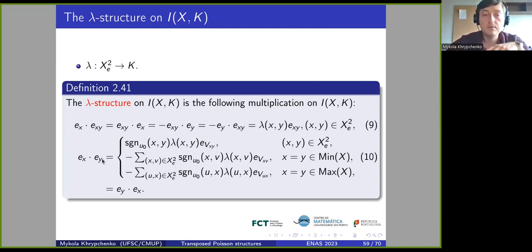And if I have two equal minimal elements or two equal maximal elements, the corresponding product will be the following sum of diagonal elements, which involves the signs and the lambda. It looks very similar to the description of the mutational product, but it involves diagonal elements on the right hand side, not the elements belonging to the center of the square. But the formula is very similar, and it also involves this sign here.